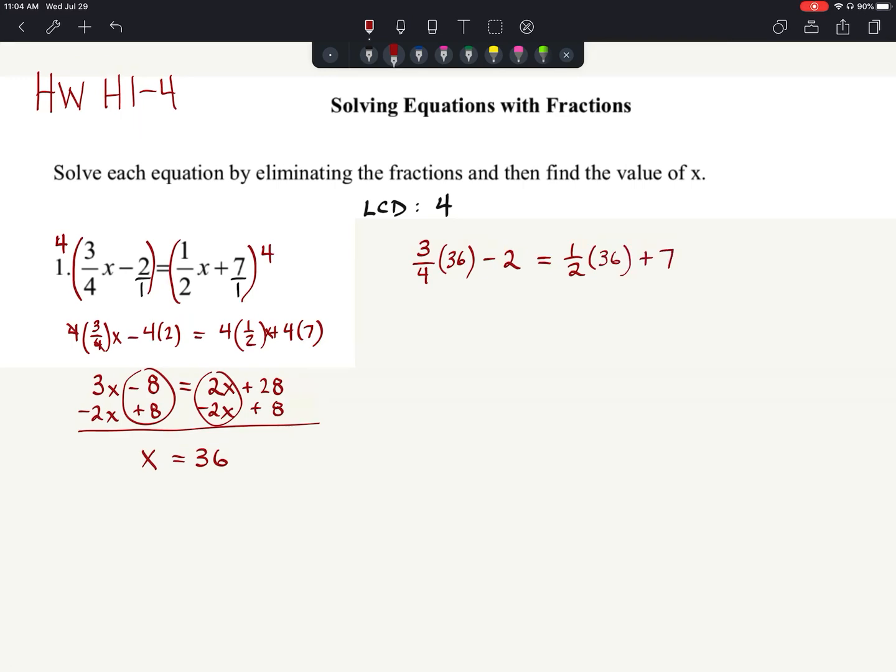Well, 3/4 of 36, right? You can think about it as 36 divided by 4 is 9, times 3 is 27, minus 2 gives us 25 on this side. And on the right side, half of 36 is 18, and 18 plus 7 is also 25, so we know that our answer is correct. So 36 is our value for x.